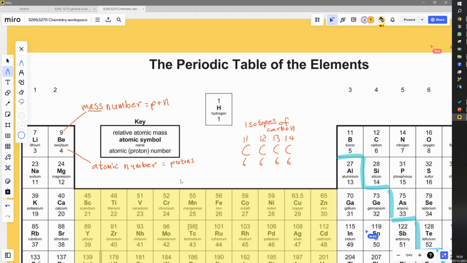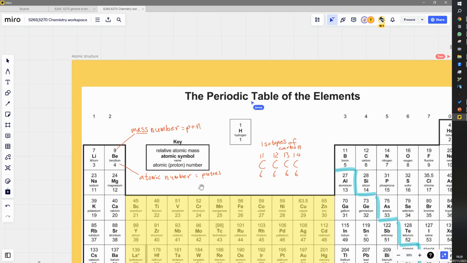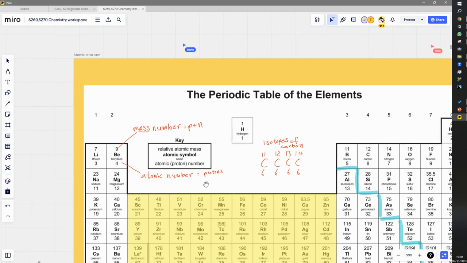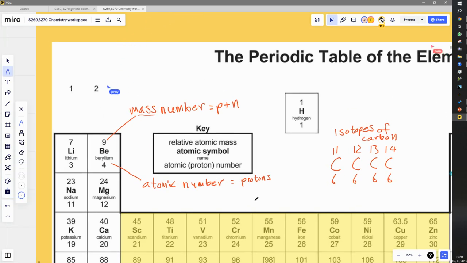So what else can we say then? Well, how can we work out the number of electrons from this? Well, the electrons are always the same amount as the protons, for neutral atoms. So if we take our beryllium atom again, it's going to have 4 protons, and then I'm just going to ask you how many neutrons. Okay, so yes, 5 neutrons in the beryllium atom.